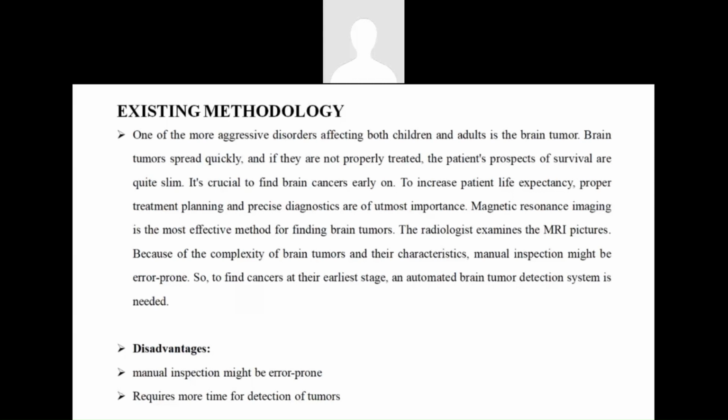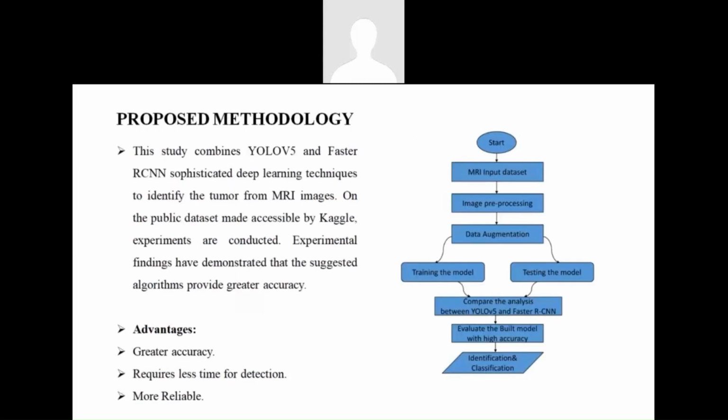So it can require some more time. Here in the proposed methodology, we take input as an MRI dataset and we pre-process the image so that it can be ready for different types of methods like training, testing, comparing, like that. And then we have done data augmentation. Data augmentation is nothing but flipping the images, rotating the images, and reversing them in the vertical or horizontal direction, like that.